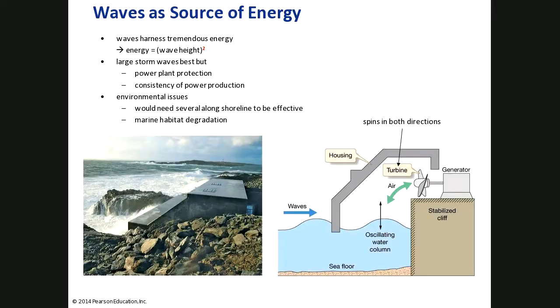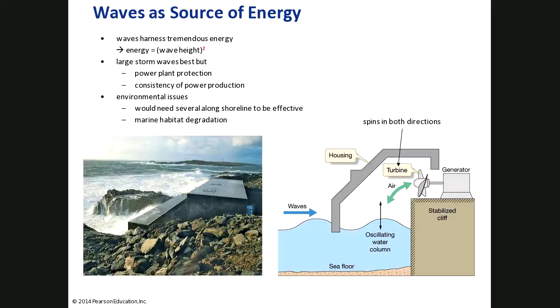But the protection of the power plant, how do you build something that deals with being pounded by the size of waves you need to make it profitable or make it reasonable to get energy from it? Now here's an example of one. As the water moves in and out of this housing, the air moves in and out. As it moves in, it pushes the air this way. And as the waves move back out, it pulls the air, and that causes this turbine to spin. When it does, it's hooked up to a generator. But again, you're going to have a sufficiently sized wave, and if that's the case, you have to build this sufficiently strong enough to deal with those waves.